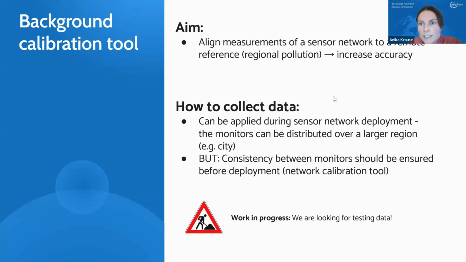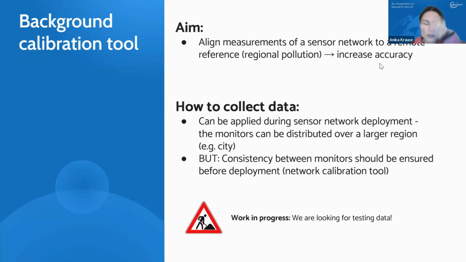The aim here is, as I explained, to align the measurements of your sensor network to a remote reference. So maybe a public reference that is a bit further away. So then we focus on regional pollution. And also the end game is basically to increase the accuracy.